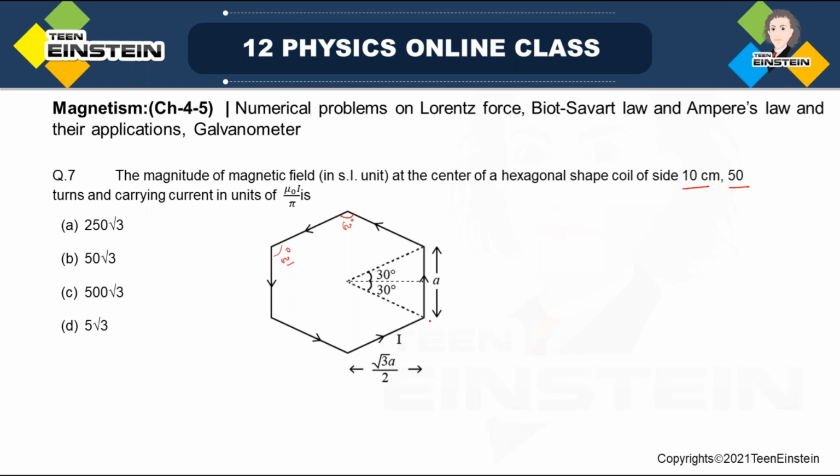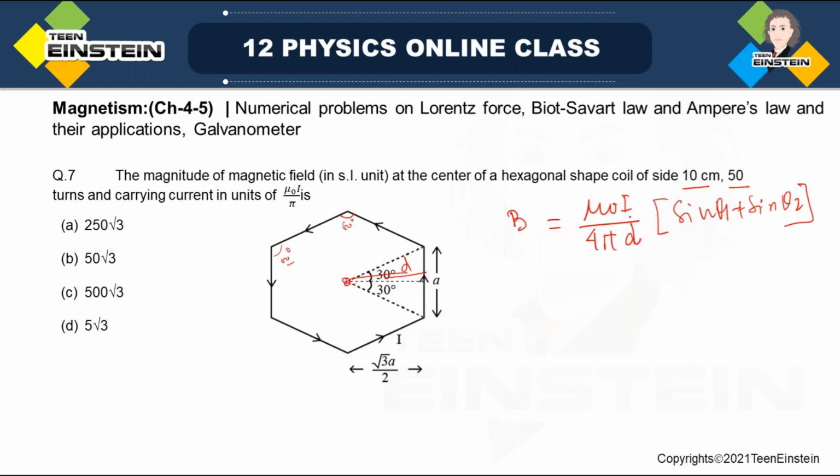Okay, so we know, for calculating the magnetic field for a finite length of wire, the formula is B equals mu 0 I by 4 pi D, where D is this distance, this much, into sine theta 1 plus sine theta 2. Okay, so this is the formula you have to use.